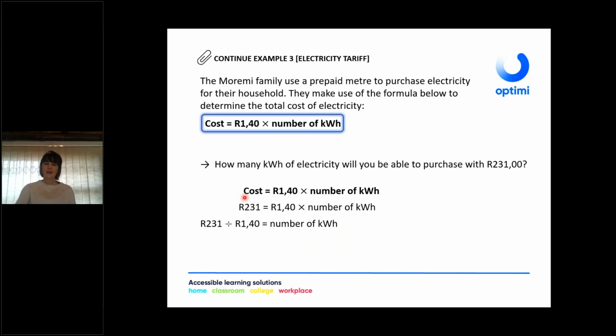In order to calculate the number of kilowatts that they will be able to purchase, we take the total amount which they are going to spend and divide it by the tariff of 1 Rand and 40 cents. If we divide these two values, it gives us a final answer of 165. Now, extremely important that you note the unit in which we are measuring. In the previous questions, our answers were given in rands and cents because we were working with amounts. But in this question, you need to note what you are measuring. We are measuring kilowatts, not rand and cents. Pay attention to that when giving your final answer, as often you will be awarded a mark for the unit.